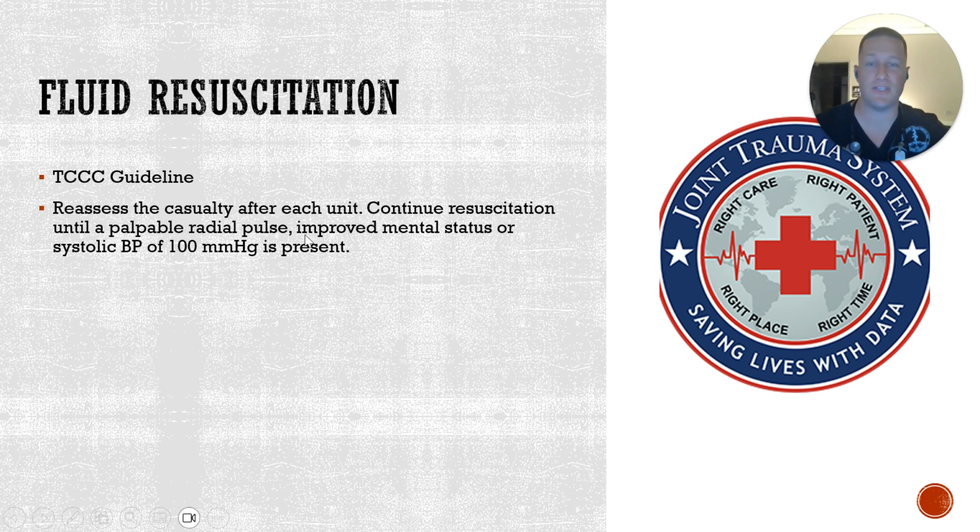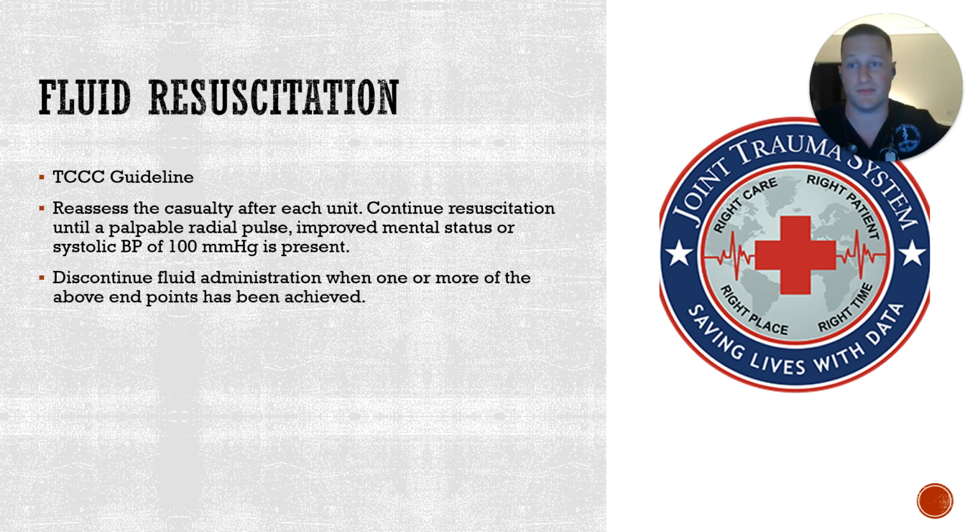Reassess the casualty after each unit. Continue resuscitation until palpable radial pulse, which we said was at least 70 probably, improved mental status, or a systolic BP of 100 millimeters of mercury. So resuscitate to 100 if you can. If you don't have a manometer, you get on the blood pressure cuff. You can do it until they have a palpable radial pulse and improved mental status. Discontinue fluid administration when one or more of the following endpoints has been achieved.